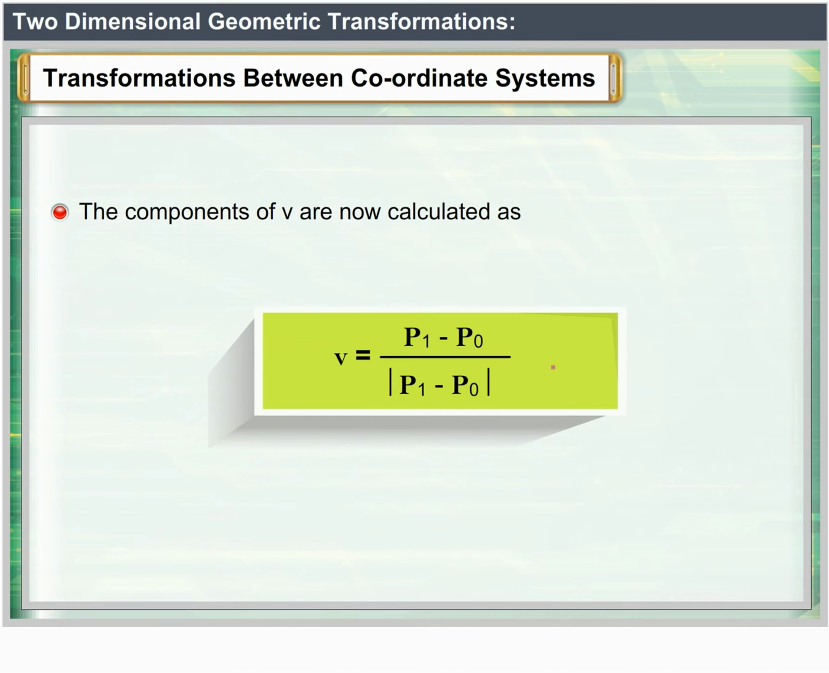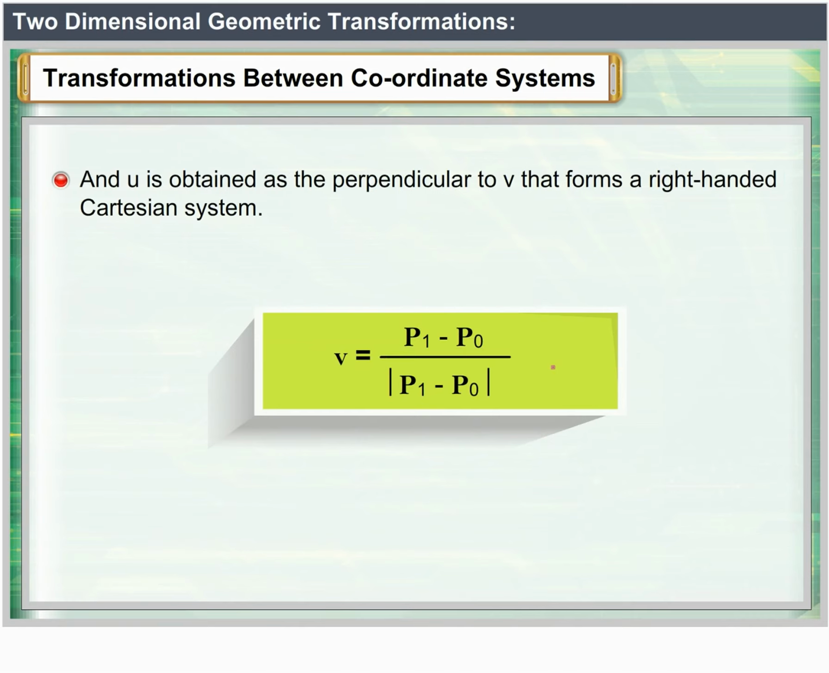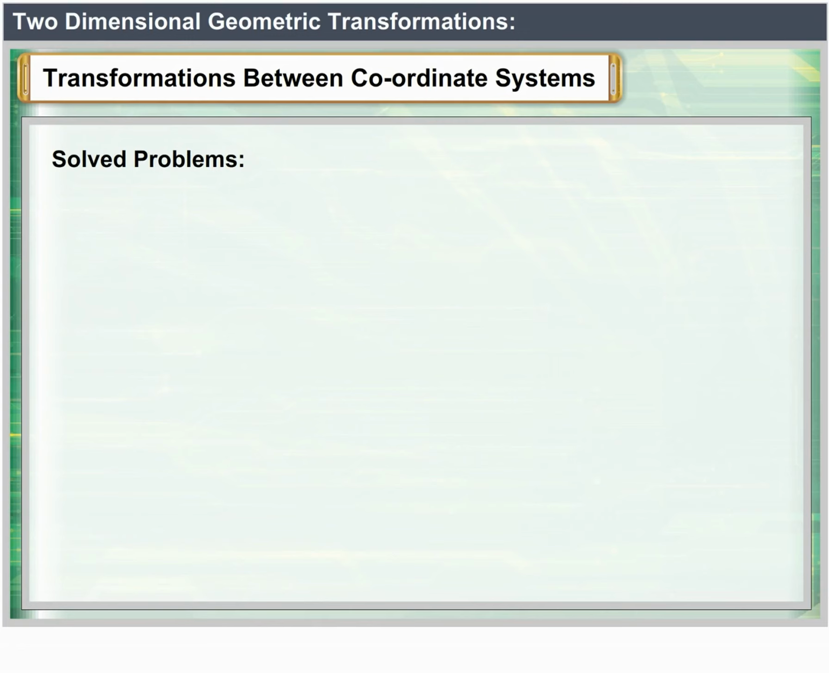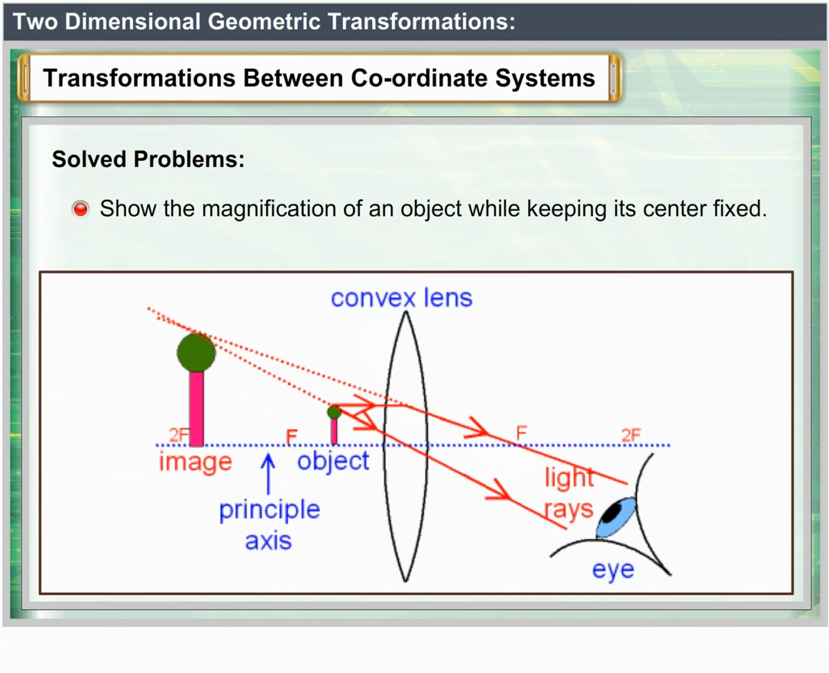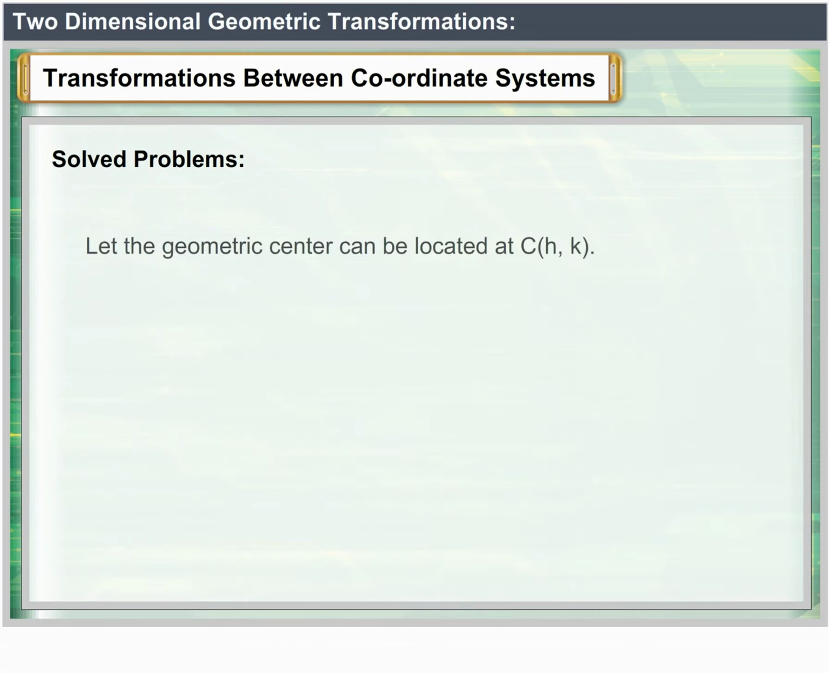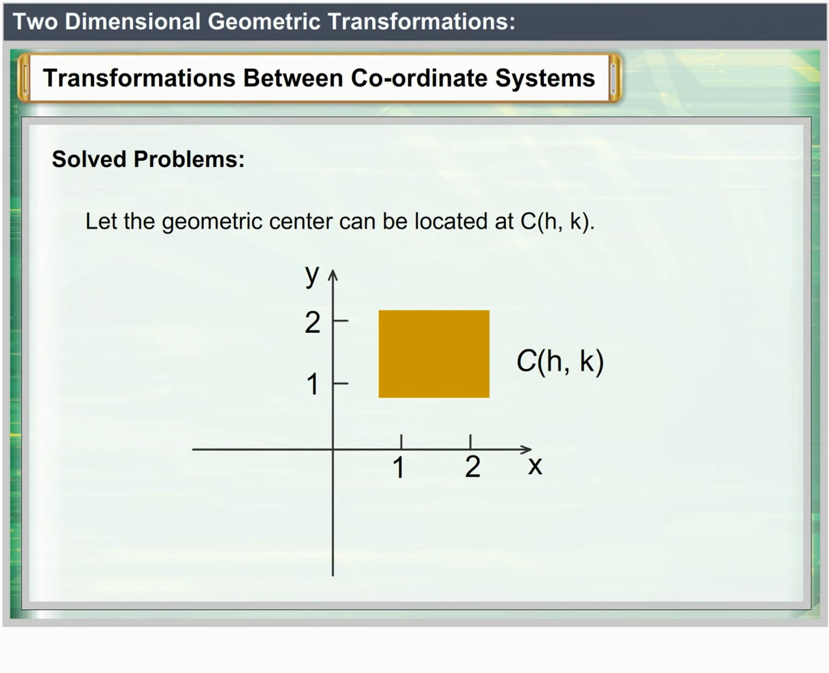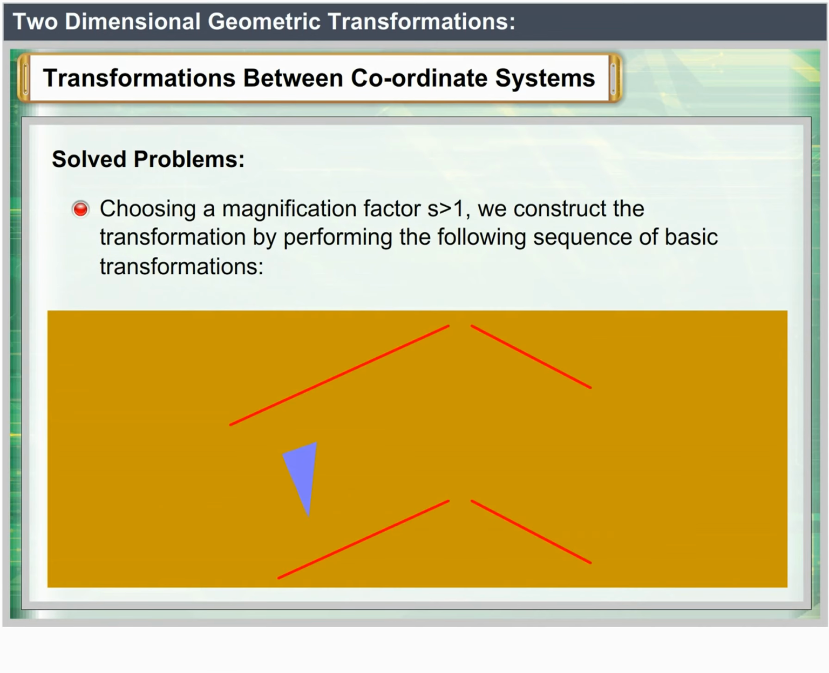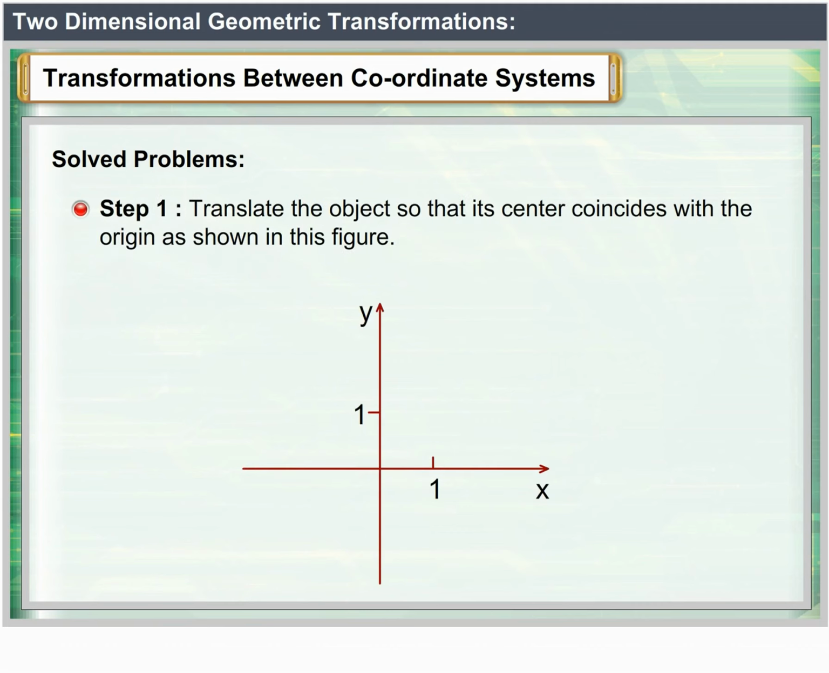Solved problems. Show the magnification of an object while keeping its center fixed. Let the geometric center be located at C, h, k. Choosing a magnification factor of s greater than 1, we construct the transformation by performing the following sequence of basic transformations. Step 1. Translate the object so that its center coincides with the origin as shown in the figure. Step 2. Scale the object with respect to the origin as shown here. Step 3. Translate the scaled object back to the original position as in this graph.